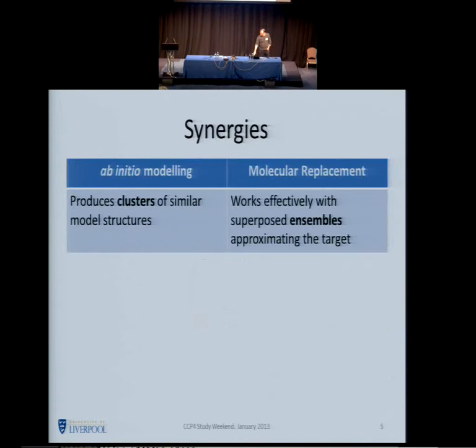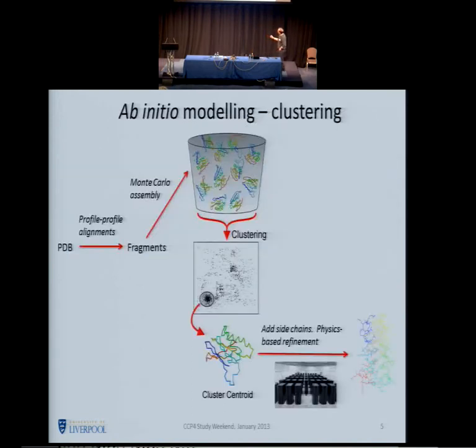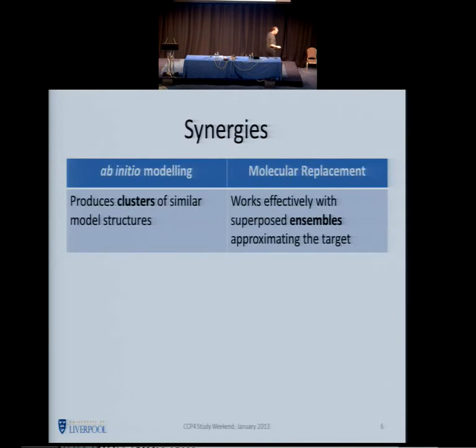So what encouraged us to consider mining these models for structures to use as search models for molecular replacement? Well, there are three things, really. One is, like I say, an intrinsic part of the ab initio modeling is producing clusters of similar model structures, and that resonates with the idea of molecular replacement using ensembles. As we've heard this morning, ensembles can be an effective way of combining information from more than one structure. So conceivably, we could use those clusters as ensemble search models.